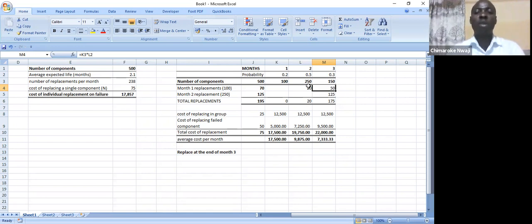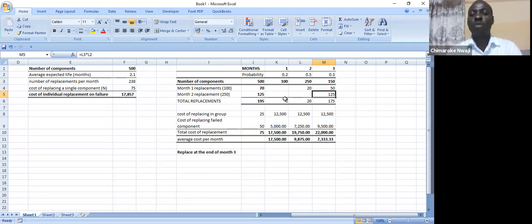Then month 2 replacement, we have 250. 250 at the end of month 2, 50% of it will be replaced. So it will be replaced in month 3, which is 125. So when you add the total replacement, 70 plus 125 gives you 195.